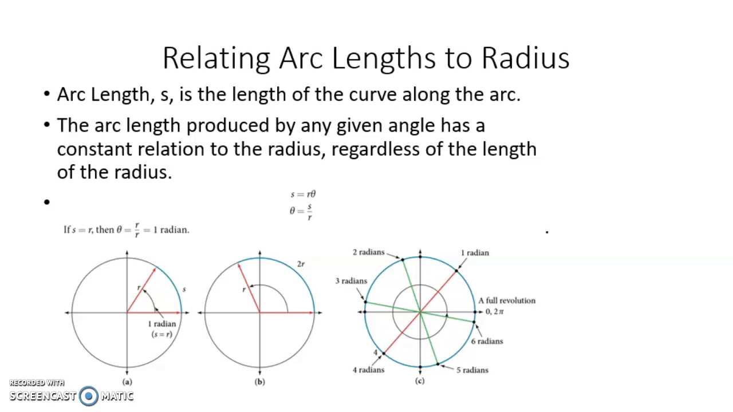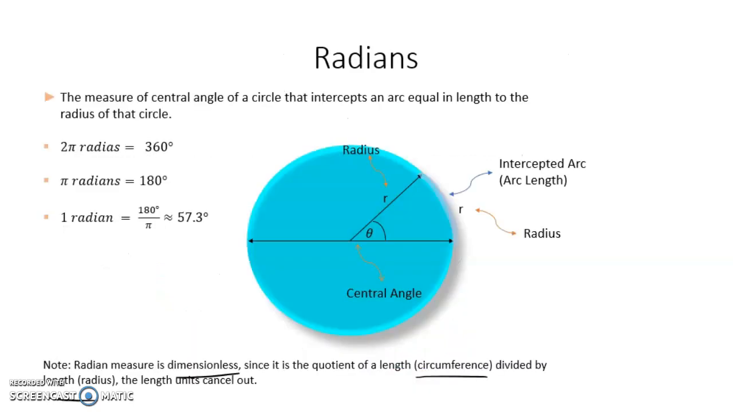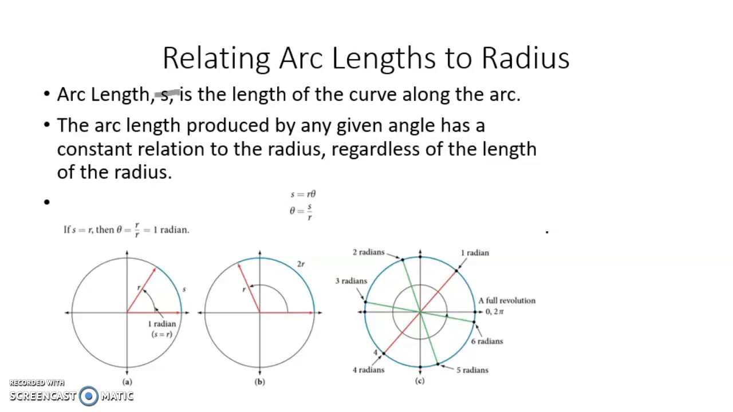Okay, relating arc lengths to radius. So that arc length, this little spot right here, we say it's the arc length, or we just give it the letter S. Okay, so arc length S is the length of the curve along the arc.